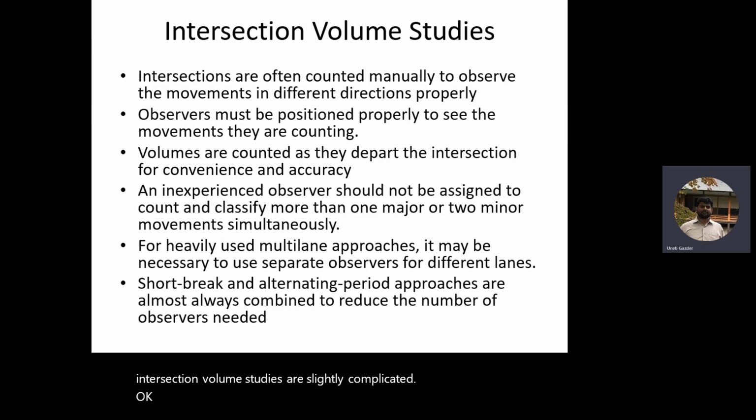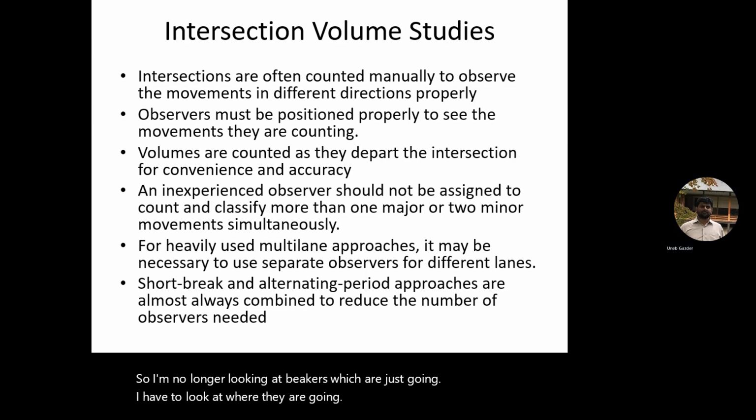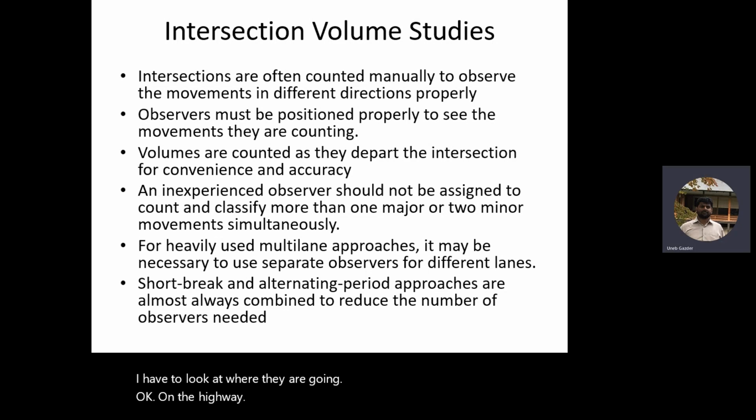Okay, why? The first reason for complication: different directions. I am no longer looking at vehicles which are just going. I have to look at where they are going. On a highway, it passes. The highway is coming from, for example, Salmabad to Manama. A vehicle that passes is going from Islamabad to Manama, that's it. For an intersection, vehicles may come from the same direction. One of them is going towards Manama, the other one is going towards Hill, the other one is going somewhere else, and so on and so forth. You get the idea. So the first problem with intersections is different directions.